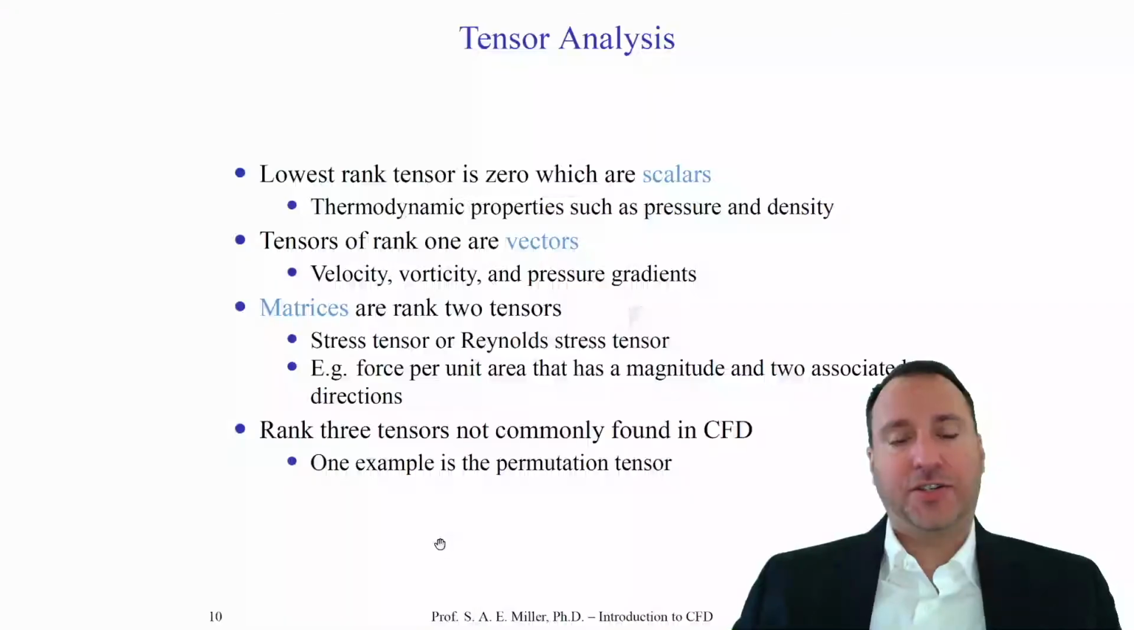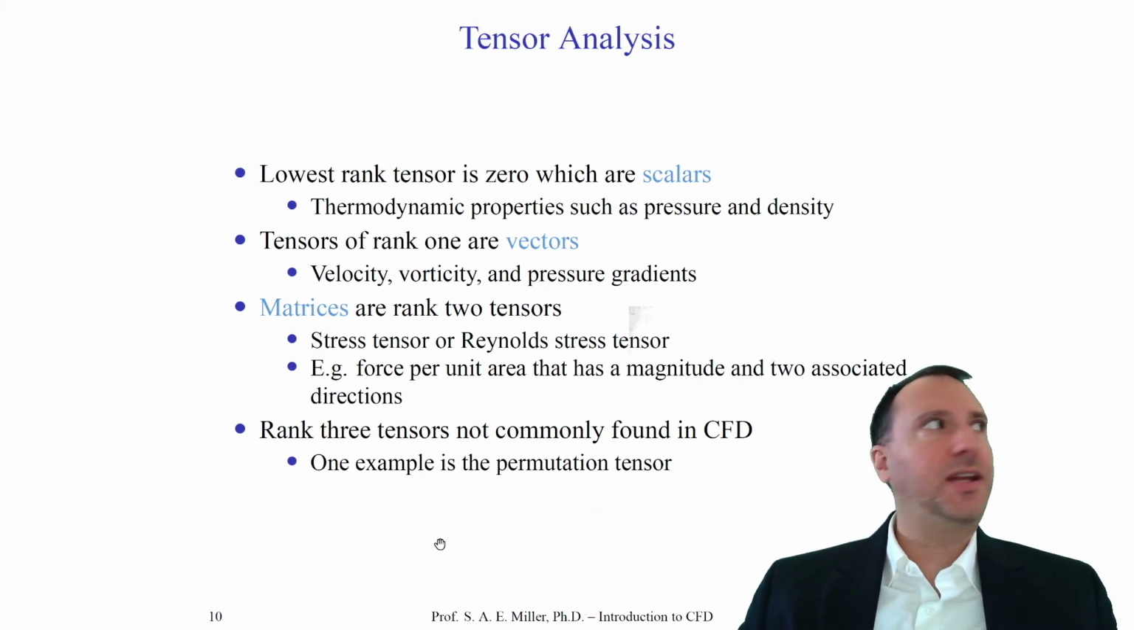Remember, the lowest rank tensor is 0, and these will be scalars. Thermodynamic properties such as pressure and density are scalar quantities, and they might also be viewed now as part of the same system of tensor mathematics as the lowest rank. Tensors of rank 1 are vectors. That is, say, velocity vectors, vorticity, and of course, pressure gradients.